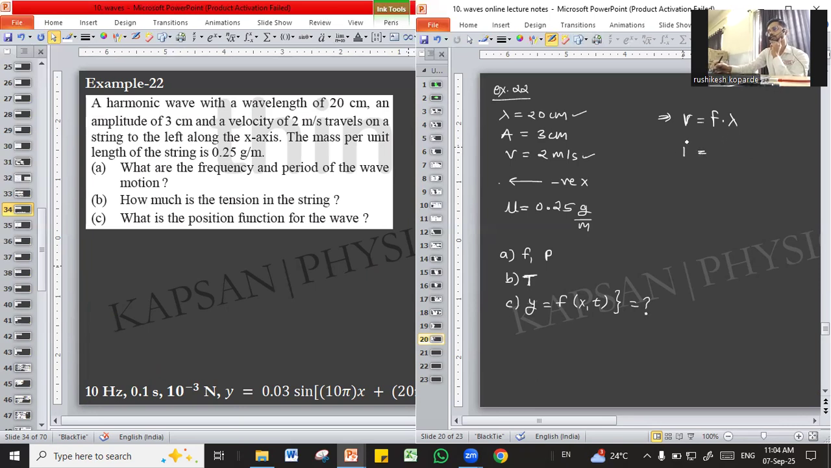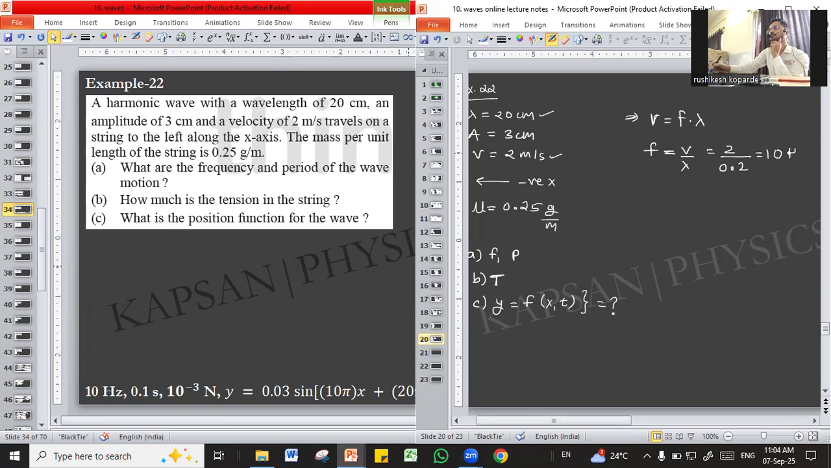So from that, frequency is equal to what? Speed upon wavelength. What is the speed? 2. What is the wavelength? 0.2. So what shall be the answer of frequency? 10 hertz. Then time period. Time period is what? Reciprocal of frequency. So it has to be 0.1 second.